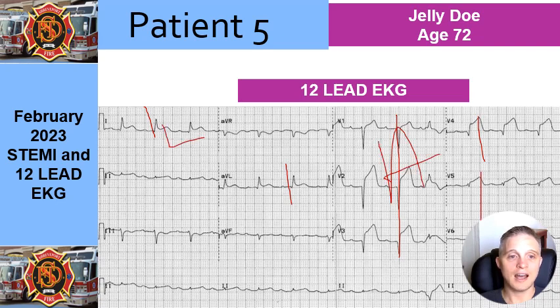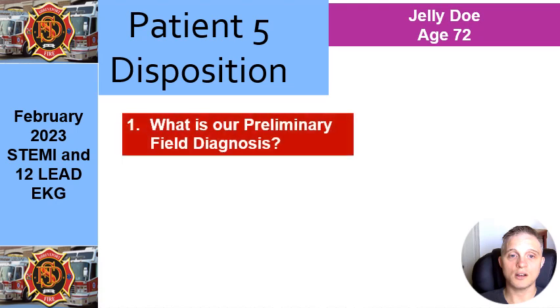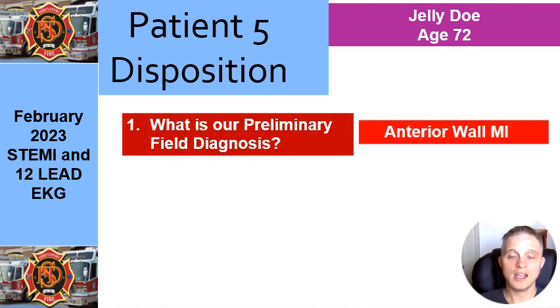Anterior lateral. We need to make sure that we know, because that means that we got a big problem going along the entirety of the left ventricle, which is going to be our pressure out into the body. And if our ventricle is not working, we're not getting any blood to the heart, we're not getting any blood to the brain, and that's a problem. Going into the disposition, what's our preliminary field diagnosis? Anterior wall, anterior lateral wall MI, like we said.